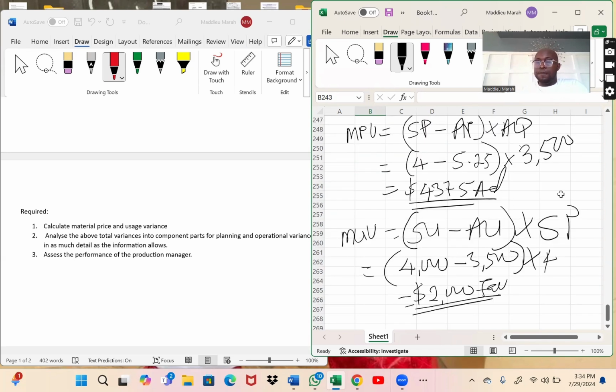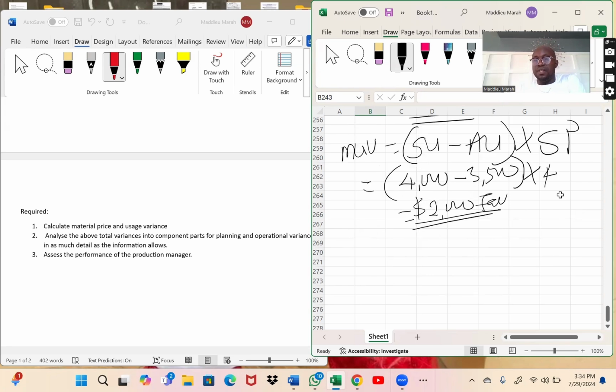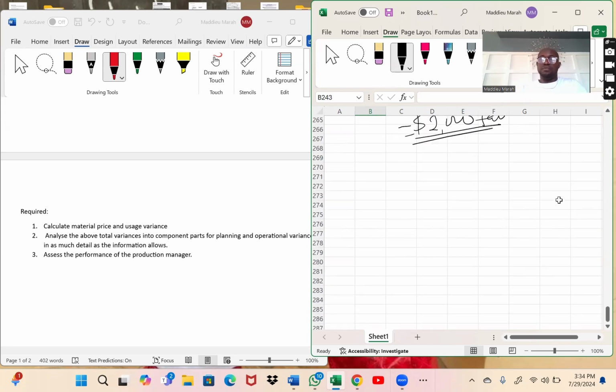Now we move to part B, question 2. Analyze the above total variances into component parts for planning and operational variances in as much detail as the information allows. So our first variance we'll consider here is our material price planning variance. No change, the same thing.